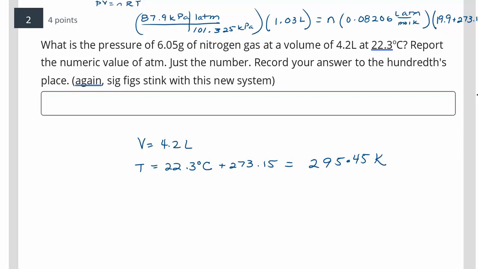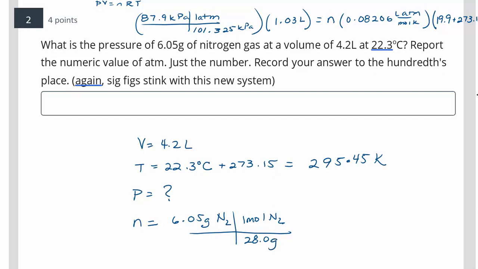295.45, capital K for Kelvin. We are looking for the pressure. The moles we're going to calculate. So we're told we have 6.05 grams of nitrogen gas. You need to remember that nitrogen gas is diatomic, so its chemical formula is N2. And 1 mole of N2 has a mass of 28.0 grams.